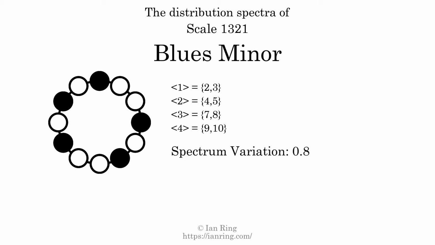The spectrum variation is the sum of all the widths, divided by the number of tones. The spectrum variation of this scale is 0.8. Since the variation is greater than 0, this indicates that the scale is not perfectly even. The highest spectrum width is 1. Since 1 is less than or equal to 1, that means this scale is maximally even.